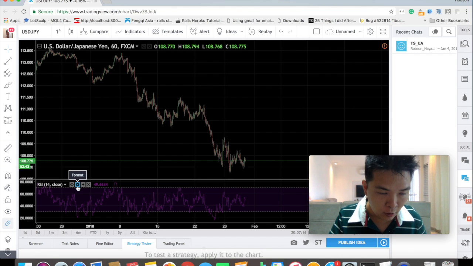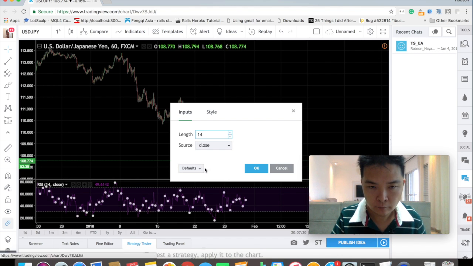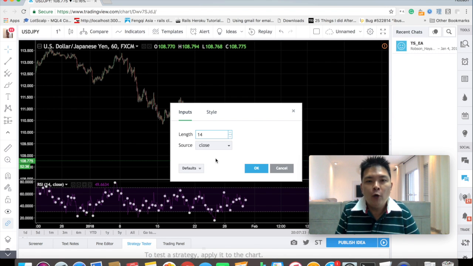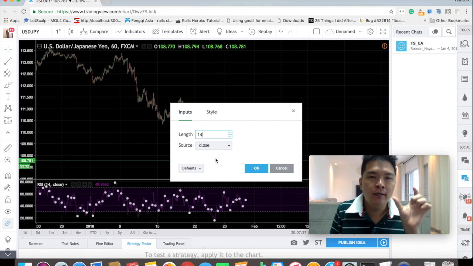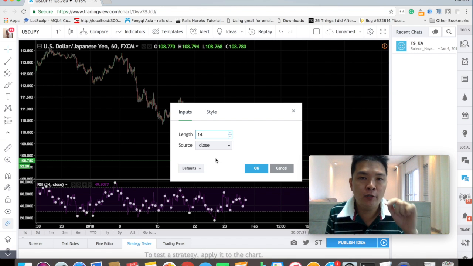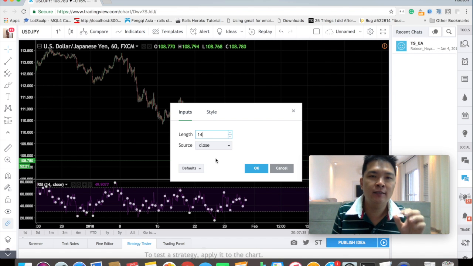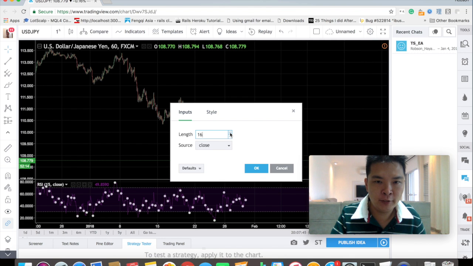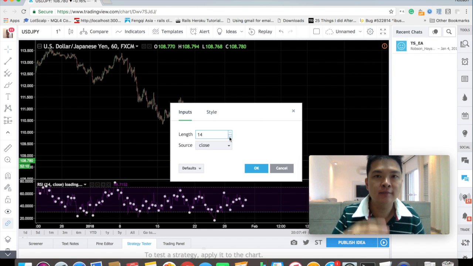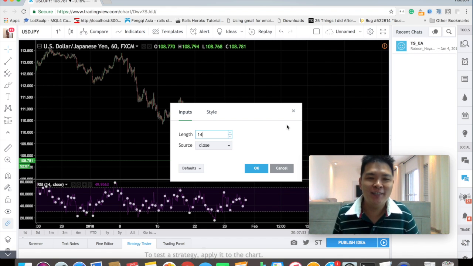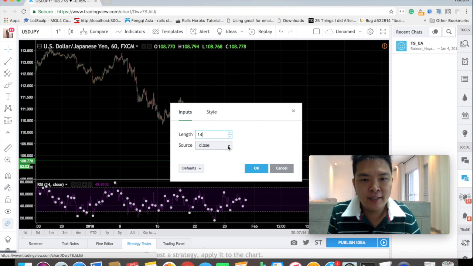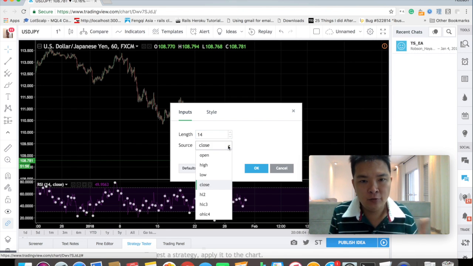So let's change this. All you have to do is click on format, okay? And you see here 14. What does it mean? So 14 here means that the RSI is going to calculate its value based on the last 14 candles, okay? So now as we are looking at H1, it means the last 14 hours, okay? And you can change this to any value, but let's use 14 because that's the default value for the RSI. And you can change the candle as well, so how the calculation is made. So the source here is set to close, so it's the close price. You can set it to the open price, high price, low price, and so on, okay?